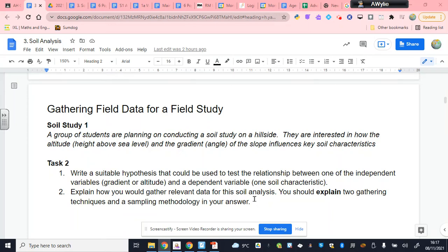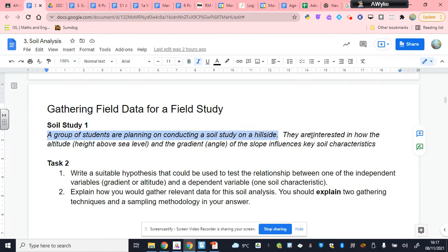Okay, in this tutorial, we're going to examine how to conduct a field study for Soil Study 1. Now, this is likely to be a field study like you have actually experienced on a field trip, where you gathered soil samples from a slope.